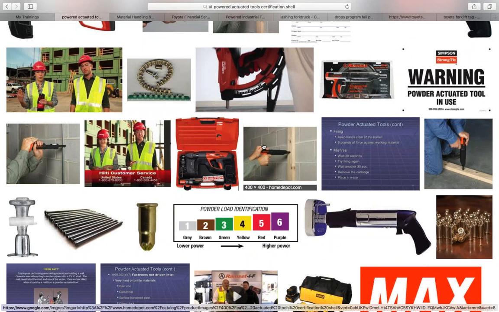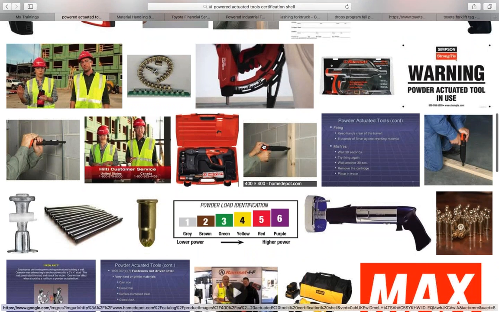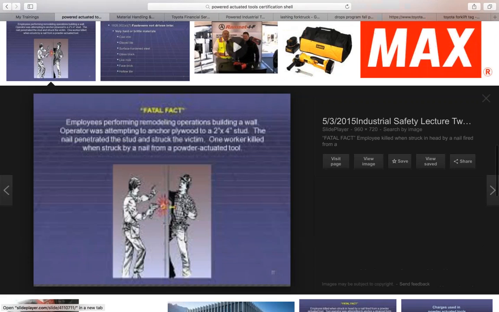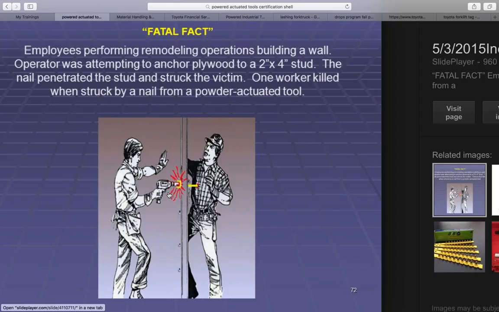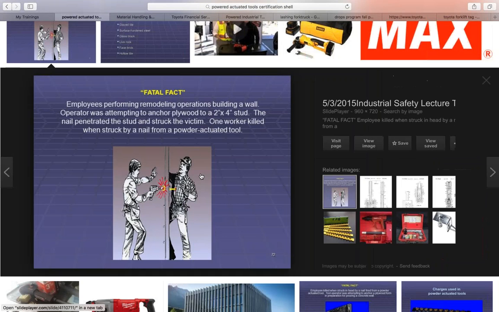They may go through brick and block. They may go through wood, depending on what the backer system is. Here's a perfect example: a fatal fact with OSHA. There you go. An employee nailing into a two by four wall, the nail went through the stud and shot the employee. Okay, OSHA has a number, and NIOSH has a number of these case studies on powder actuated tools. All right. Also, avoid working underneath any type of loads, right? Barricading hazards or posting warning signs if necessary.